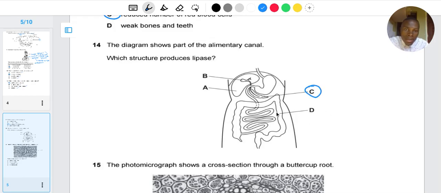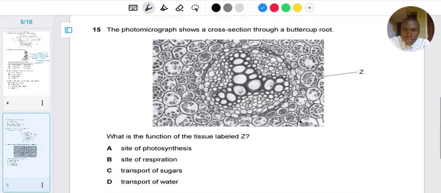For D, this one is the descending colon, which is involved in the reabsorption of water as well as electrolytes like sodium and chloride. And then we have the next one, which is saying the photomicrograph shows a cross section through a buttercup root. So we have structure Z, which, as you can see, is a star-shaped structure. This one is called the xylem. So Z is called the xylem.